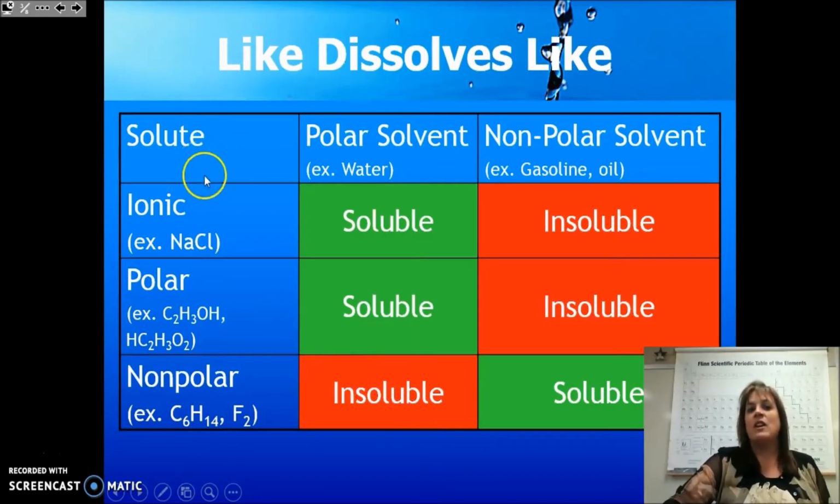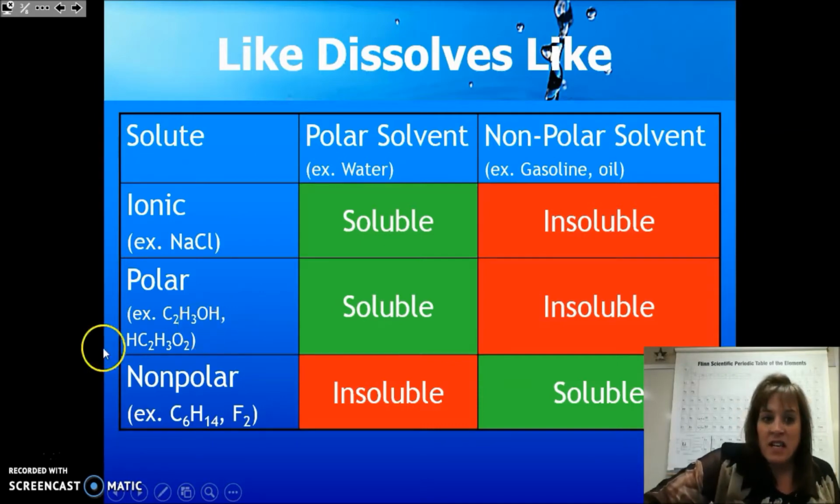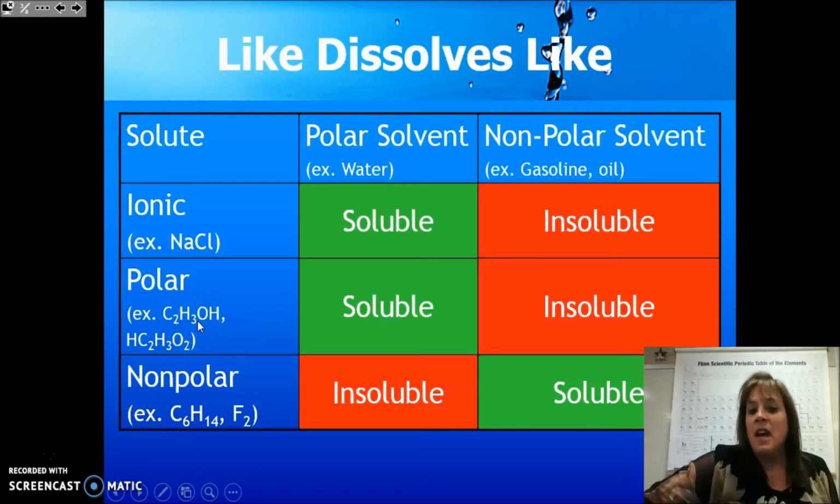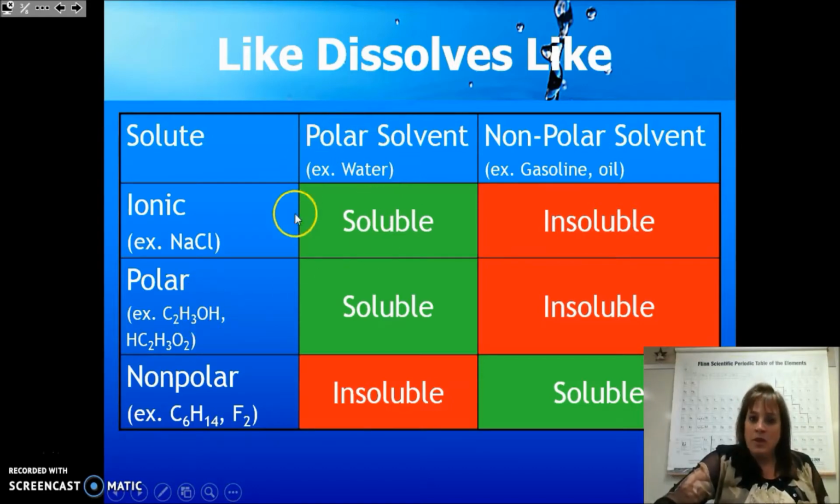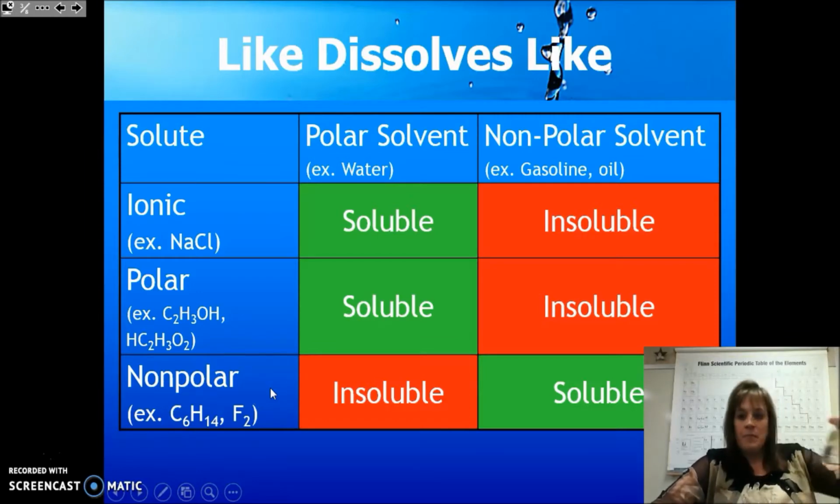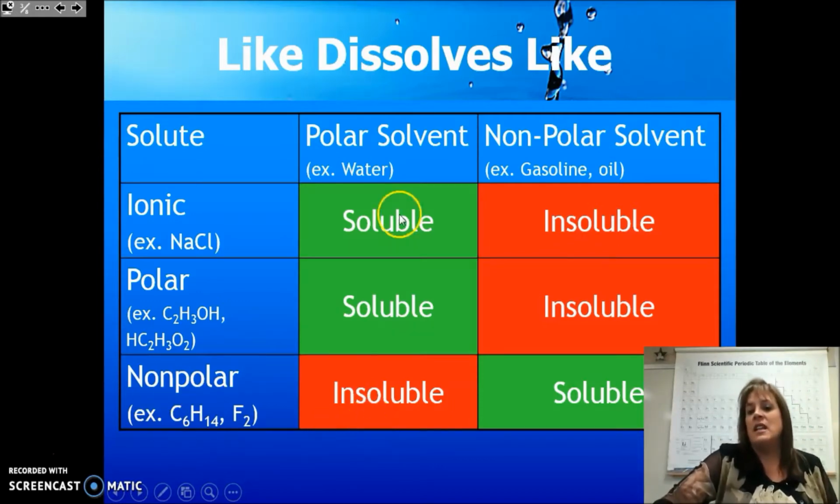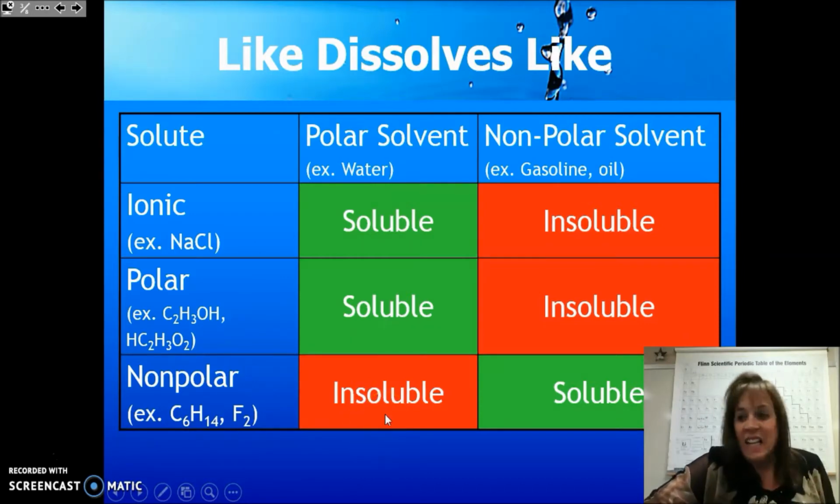If we take a look at this like dissolves like table, if we look at our types of solutes, we could have ionic solutes like sodium chloride. We could have polar solutes like sugar, or an acid like this vinegar, or maybe ethanol. Those things will dissolve in other polar solvents. And a very good polar solvent is water. We use water a lot as a solvent because it's polar. Now, nonpolar materials like the vegetable oil I put into this flask with the water do not dissolve in anything that is polar. So like dissolves like, and if it's not like it, it's not liking it.